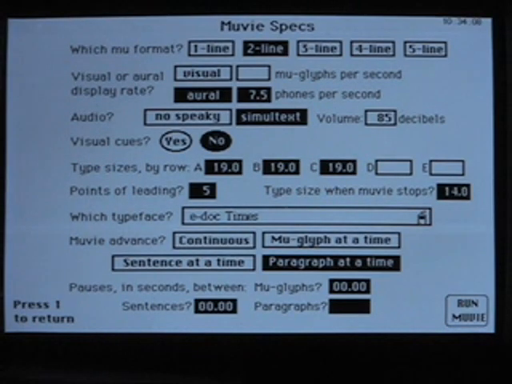As shown in this panel, the next movie will be a 2-line simultext movie presented at an aural display rate of 7.5 phones per second and with no visual cues provided. Its title is Now Hear This.